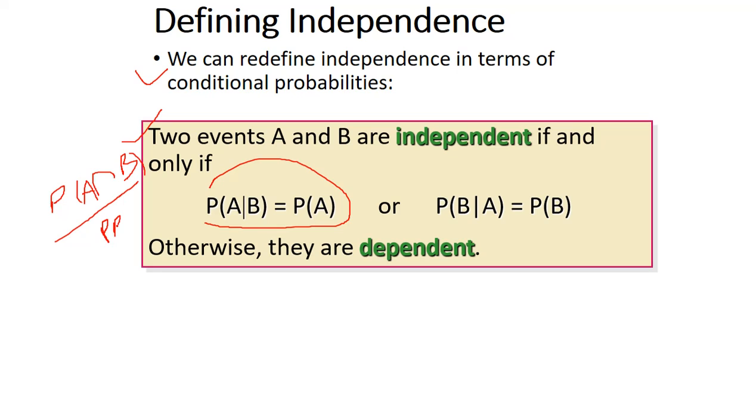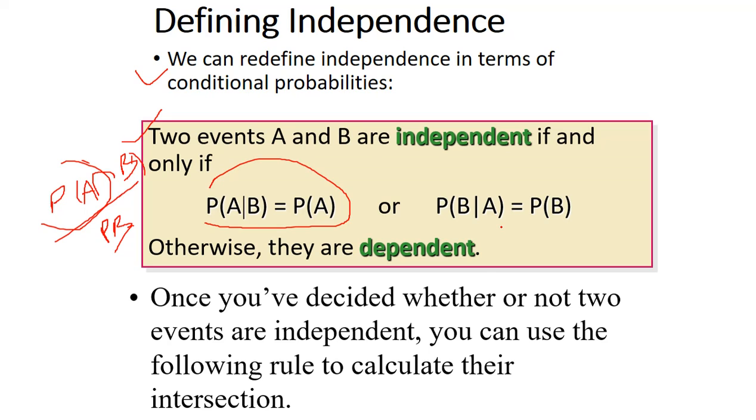If events are independent, then this will be the multiplication of two probabilities, then probability of B and probability of B cancel out, then finally you get probability of A. Here also same like this. Otherwise they are dependent. If we cannot get this value, probability of A or probability of B, then we can say that they are not independent. Once you decide whether or not two events are independent, you can use the following rule to calculate their intersection.